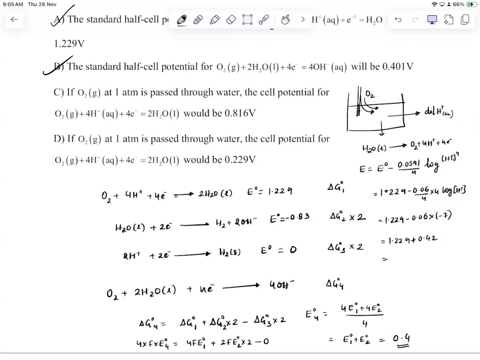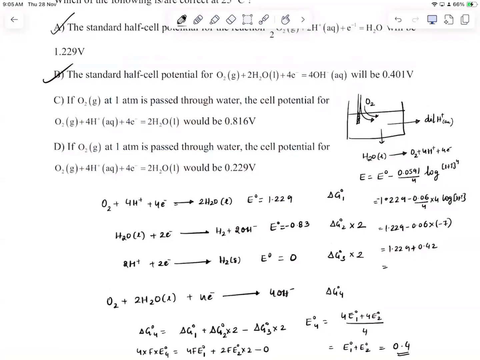O2 plus 4H plus will be this one. Oh, I have written it the reverse form of it, so minus of it. So this has to be minus, because I have written the equation in a reverse manner. So it should be 1.229 minus 0.42. So that is coming out to be minus 0.81. Right. That is coming out to be correct.